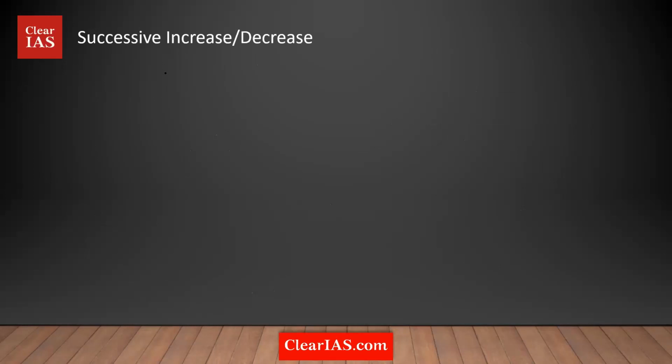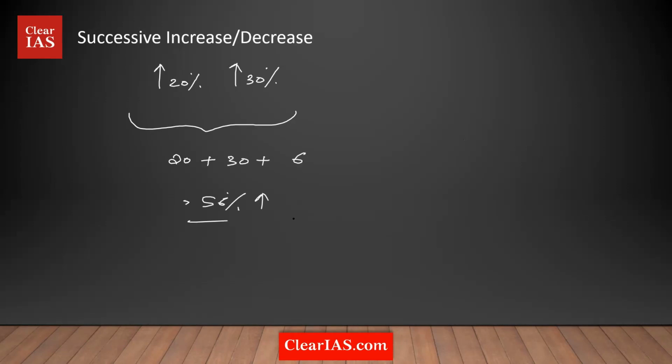Okay, so it's a question for you. Let's say the value is increased by 20%, then it's increased by 30%. Can you find the effective change of these 2 percentage changes? All of you, can you use the formula and get the answer? Sir, 56%. So it becomes 20 plus 30 plus 20 into 30 by 100, that is 6. Your answer is 56% increase. That's the right answer.